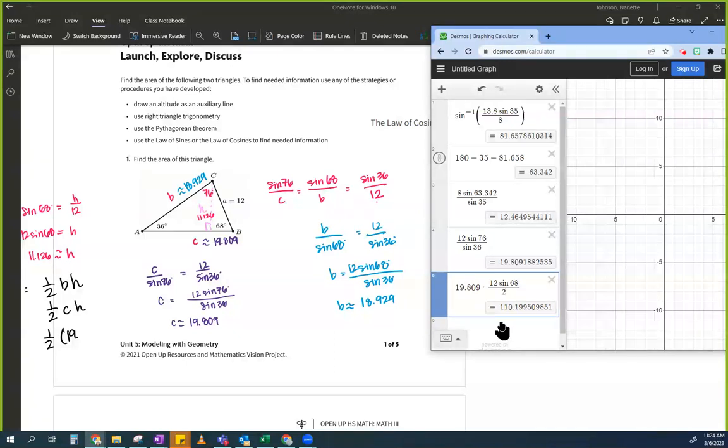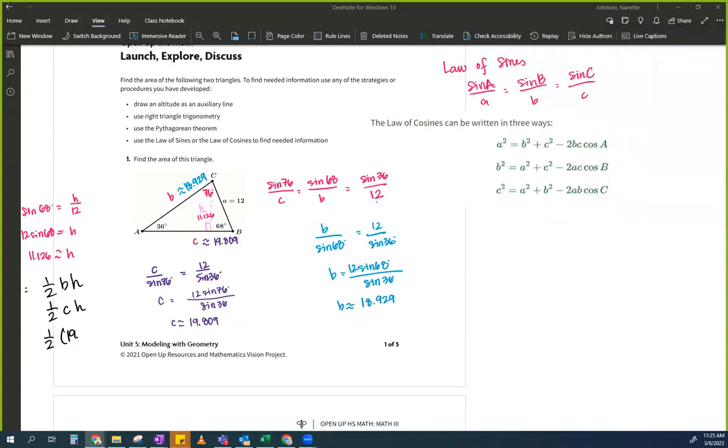So this is units squared. Imagine tiny little Post-its covering this whole thing. That's my answer, 110.2. Any questions on this? Definitely a question on the test like this. Find the area of this. For sure, make sure you're comfortable with that.